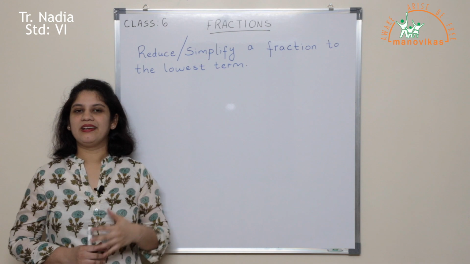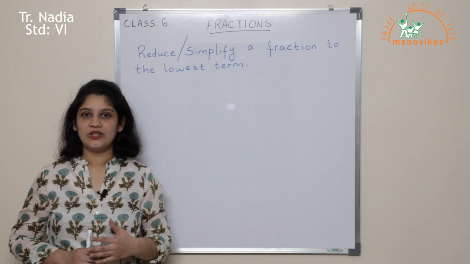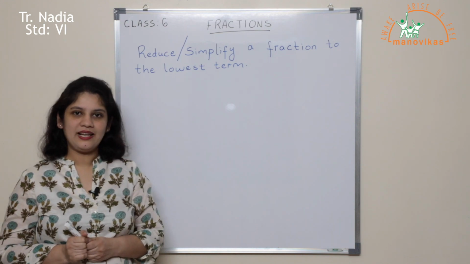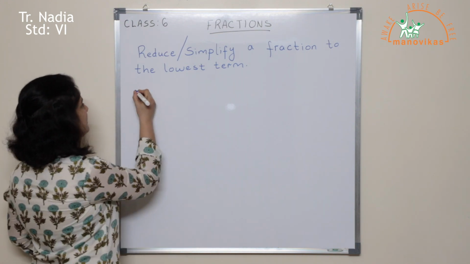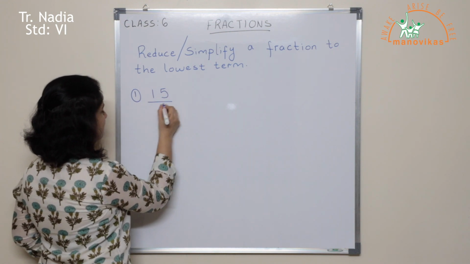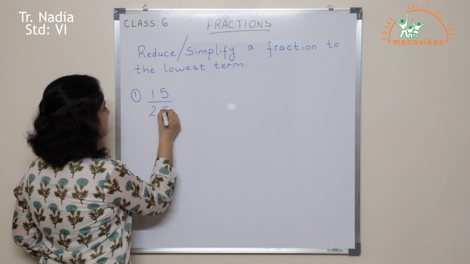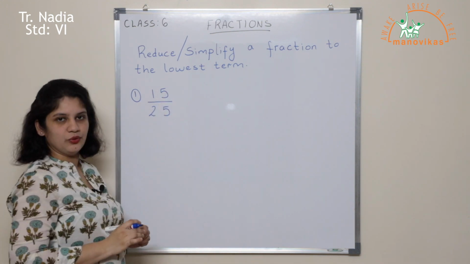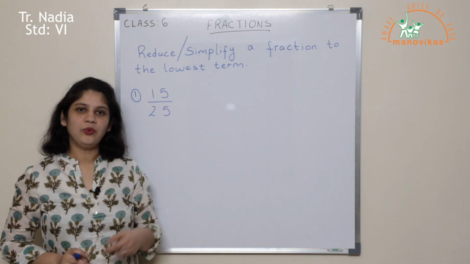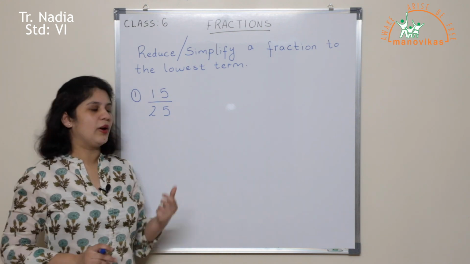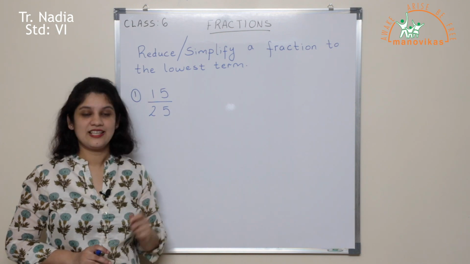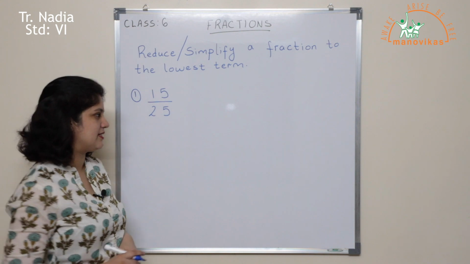Now what do you mean by reduce a fraction to its lowest term? Let us understand this with the help of a simple example. Consider I have a fraction 15 upon 25. In this fraction, 15 is the numerator, 25 is the denominator. Now can you recollect any table where both these numbers 15 and 25 appear? Yes, they appear in the 5 times table.